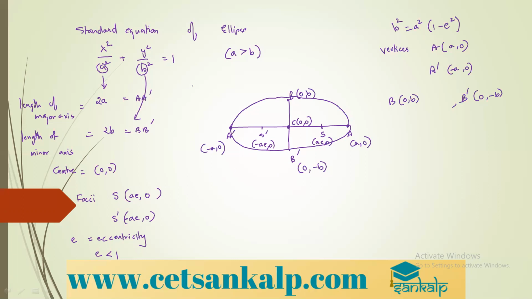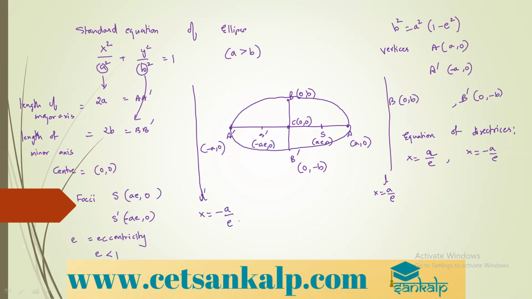This ellipse has two directrices, here one and here the other one. L and L dash are the directrices. So equation of directrices of the ellipse are x equal to A by E and x equal to minus A by E. Equation of this directrix is x equal to A by E. Equation of this directrix is x equal to minus A by E.